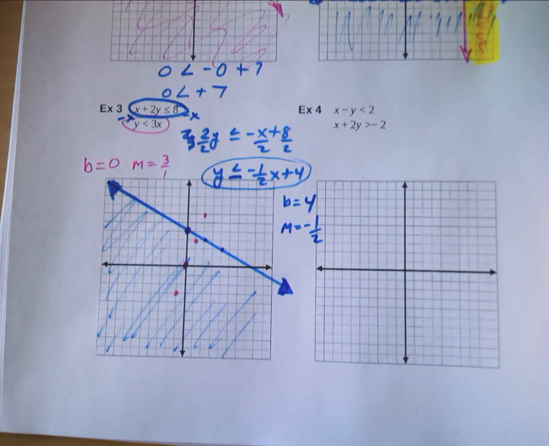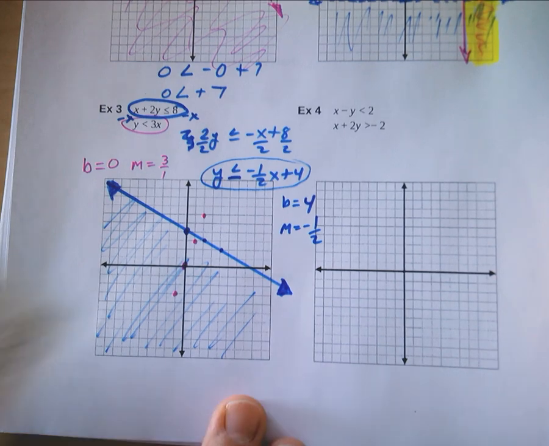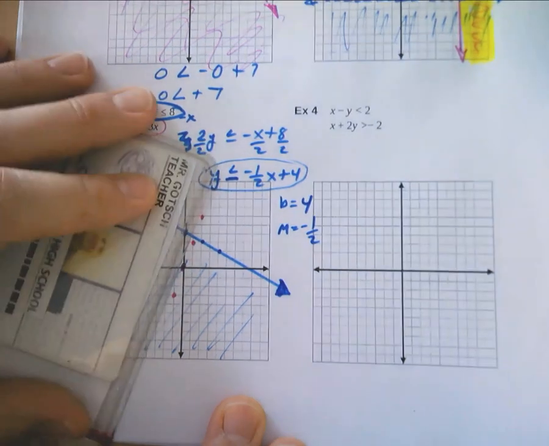Less than. Solid or dotted? Dotted. Yeah. Was that Kai?